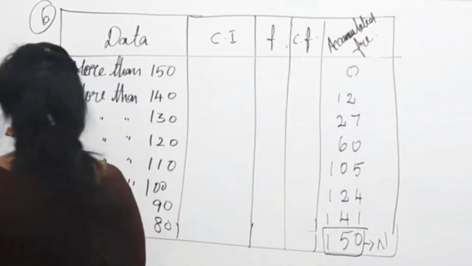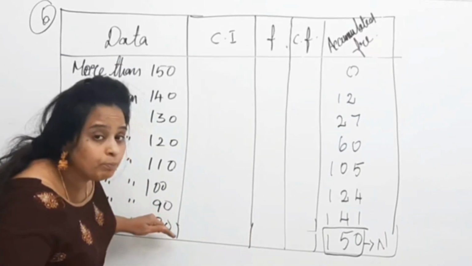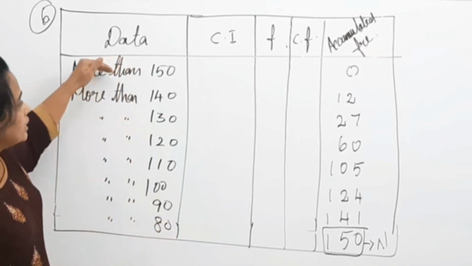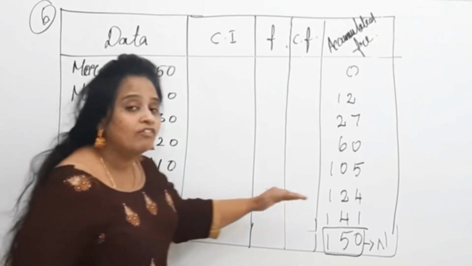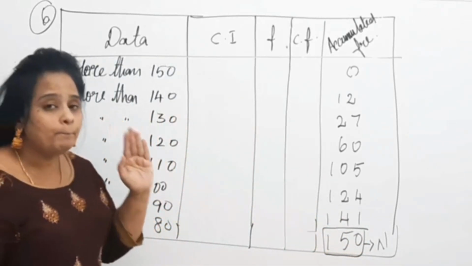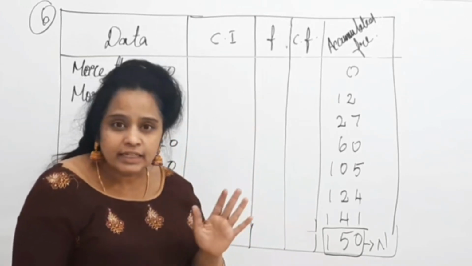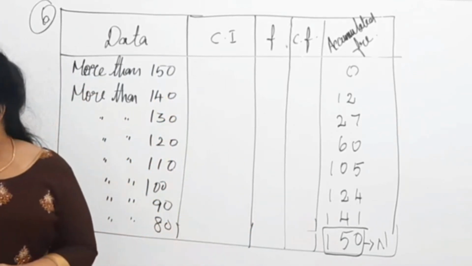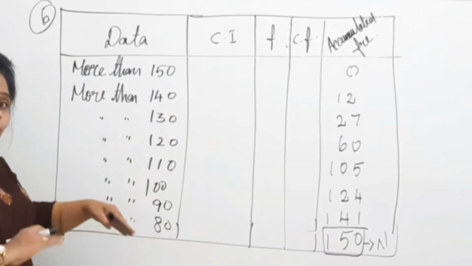So now let me have my class interval. Now the class interval, you will start from the bottom, not from the top. You will not start from the top. Instead, you will start from the bottom. As well as finding the frequency, you will start from the bottom. This is the difference between less than and more than. For the more than, you will start from the bottom. So your class interval will be more than 80.